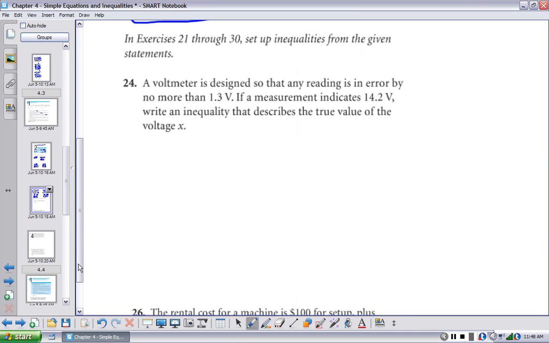A voltmeter is designed so that any reading is in error by no more than 1.3 volts. If a measurement indicates 14.2 volts, write an inequality that describes the true value of the voltage x. Okay?